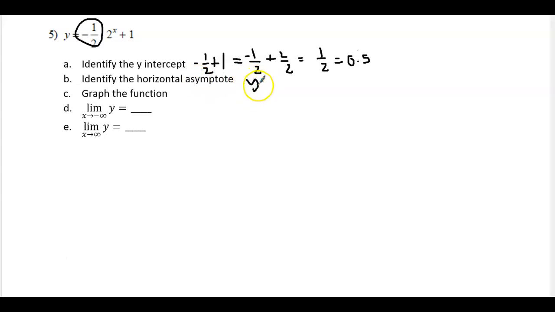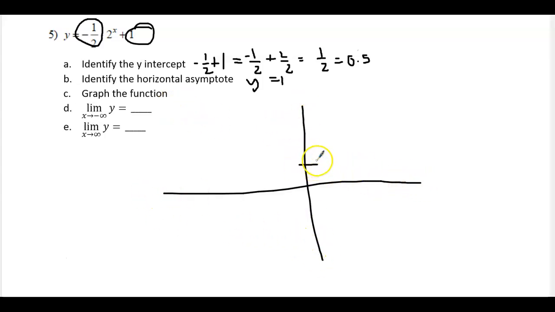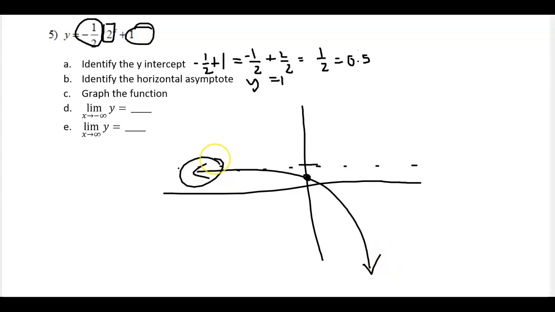The horizontal asymptote is 1. Once again, that's this number over here. Graphing the function then, I'm going to graph my horizontal asymptote here at 1. I'm going to plot my y-intercept here below that. And once again, you can look at your chart, but in this problem we have a negative a and a b value that's greater than 1. And so in that case, it's going to look like this, which means that the left end behavior is going to be 1, and the right end behavior is going to be negative infinity.